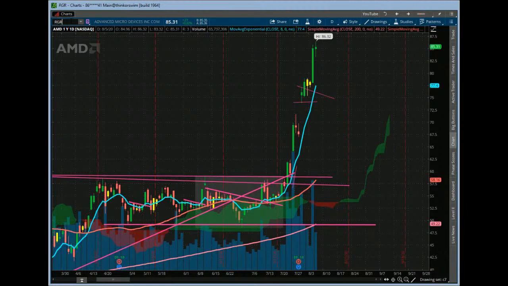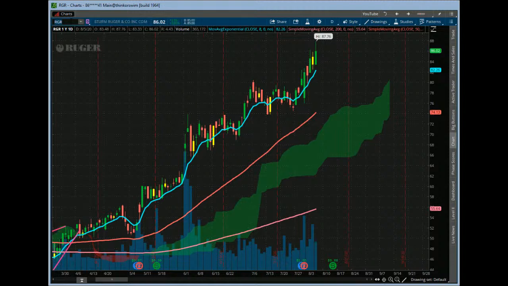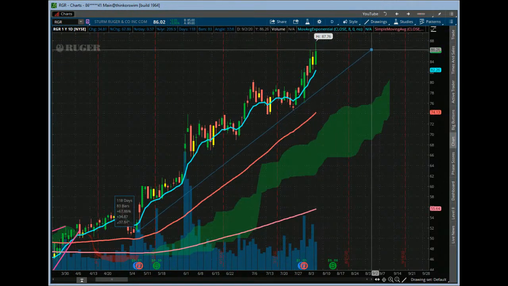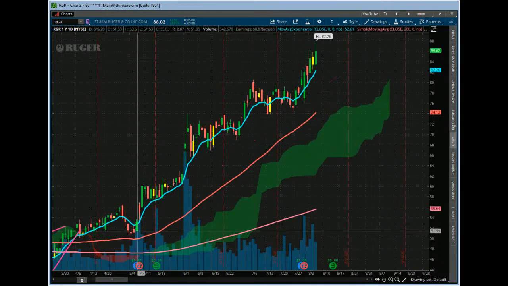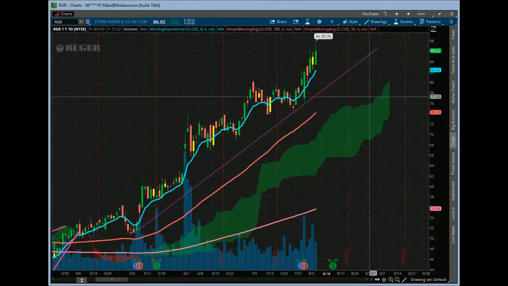And then Ruger. Yeah, I mean, these ones have just been strong ever since the riots, right? So we got this going on up here. So again, just still continue to hold their trend, right? So just see if it holds there. You got an ex-dividend coming up kind of soon. So see how that goes.